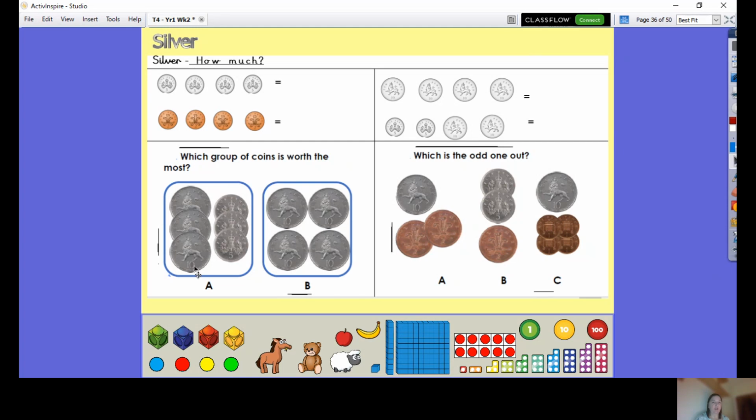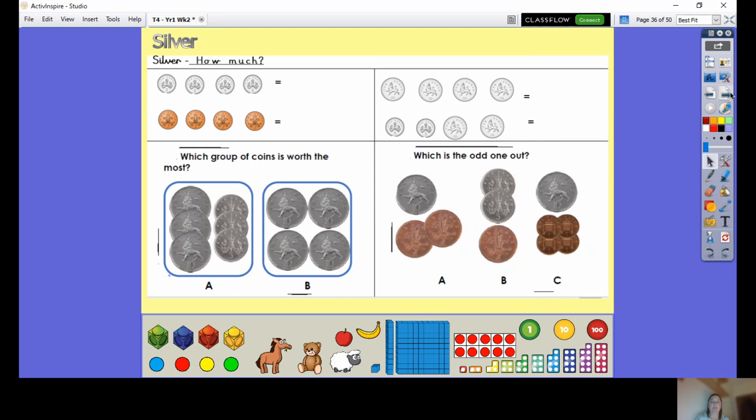And then here you've got to work out which group of coins is worth the most. So not how many coins there are, but which, when you add them together, has the greatest value, the biggest value. Is it A or B? And then looking here, which is the odd one out? Obviously two of these will make the same amount and one of them won't. So you need to work out the value of each one of these coins, and then which one does not match.